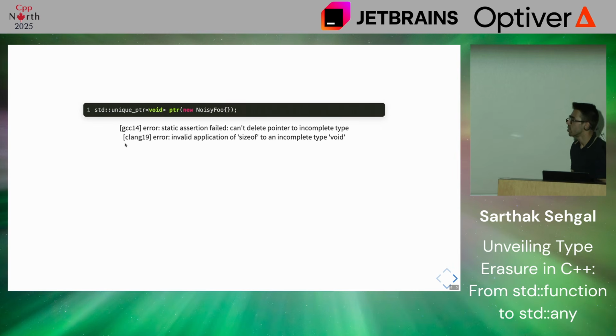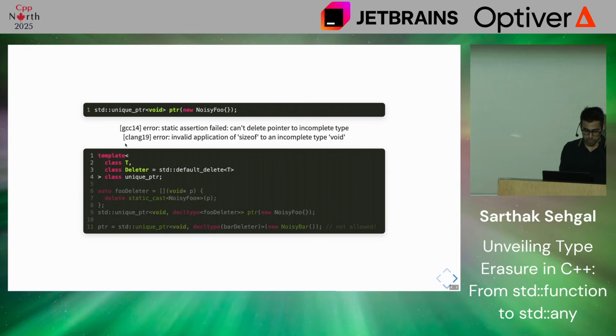GCC 14, I think, gives a nice error: static assertion failed, can't delete pointer to incomplete type. Clang 19, a bit of a cryptic error: invalid application of sizeof to an incomplete type void. But basically, it won't compile.